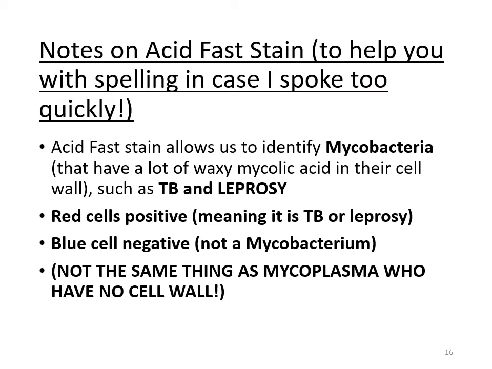In case you had any difficulty writing down what I was talking about on the last slide with regard to the acid-fast stain, here are some notes I wrote down for you to jot down. You can pause the video in case you need a little more time to write them down. It's basically just summarizing the idea of an acid-fast stain, demonstrating if a mycobacteria such as TB or leprosy is present. Red cells are a positive, meaning yes, the TB or leprosy is present. Blue cells are a negative. And like I said, make sure you do not mix these up with mycoplasma, even though they sound very similar.